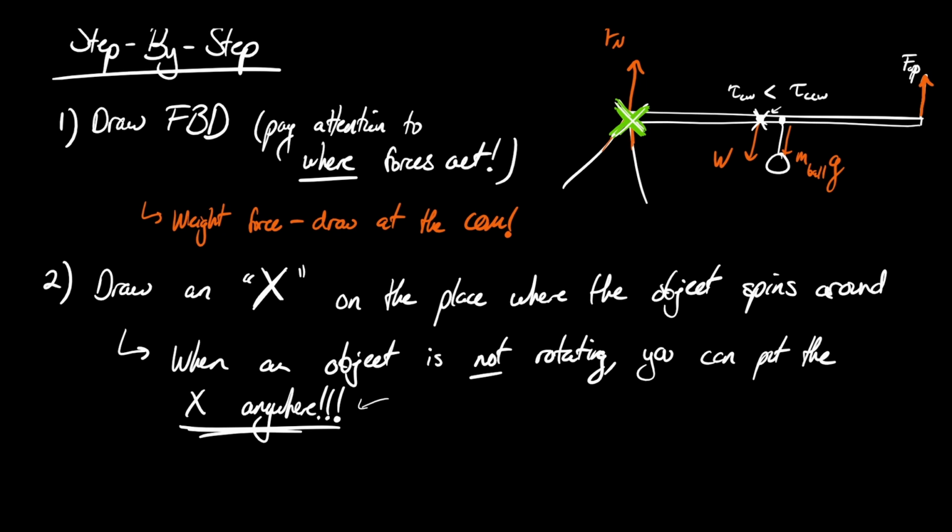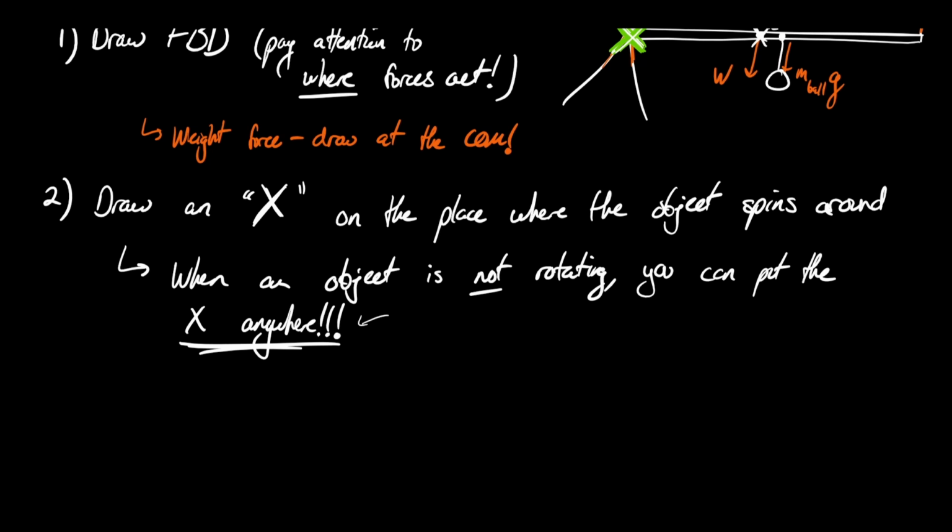You're allowed to put the X anywhere unless the object is starting to spin about a certain point, and in that case your professor or the problem will tell you where the X needs to go. But you are allowed to put the X anywhere. And there's an art to this, because putting it in a smart place, and I'll define what smart is in a second, will make the problem easier. Often it'll turn it into a one-step problem, so it's really powerful.